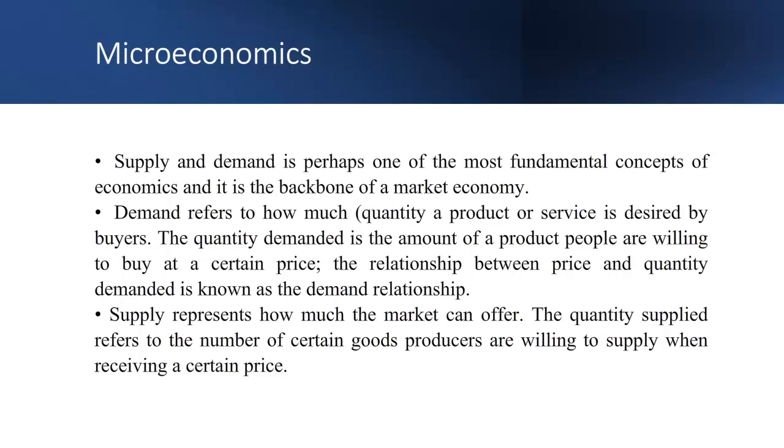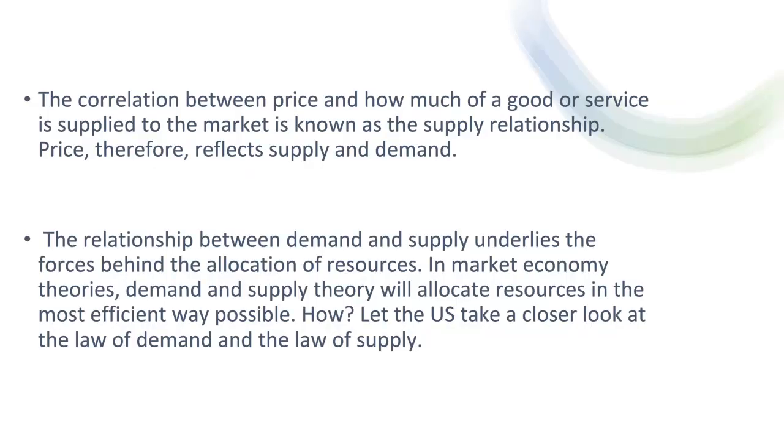Supply represents how much the market can offer. The quantity supplied refers to the number of certain goods producers are willing to supply when receiving a certain price. The correlation between price and how much of a good or service is supplied to the market is known as the supply relationship. Price, therefore, reflects supply and demand. The relationship between demand and supply underlies the forces behind the allocation of resources. In market economy theories, demand and supply theory will allocate resources in the most efficient way possible. How? Let us take a closer look at the law of demand and the law of supply.